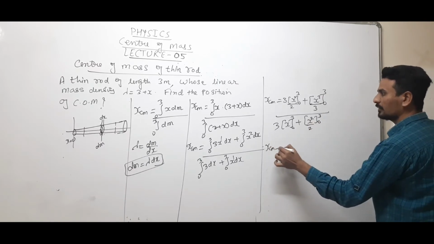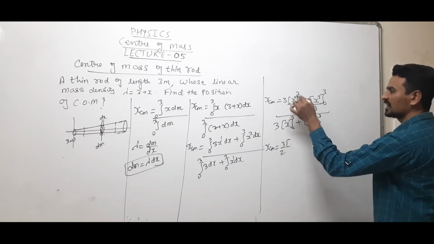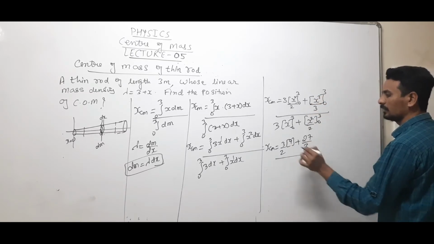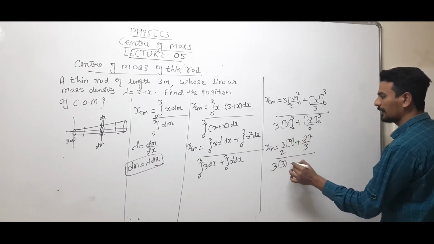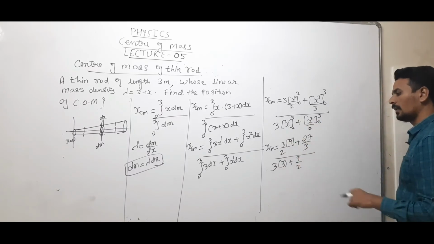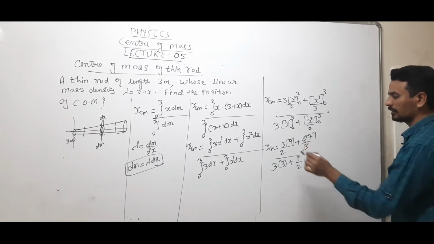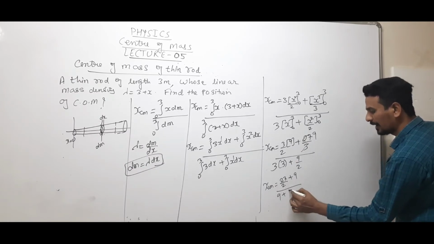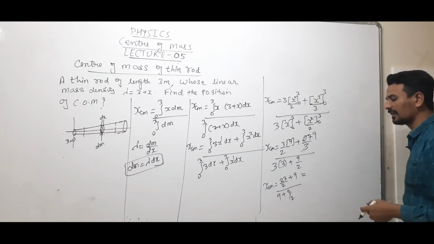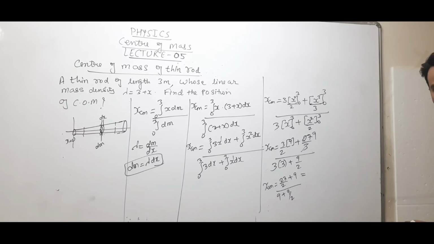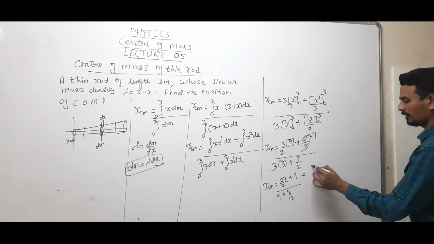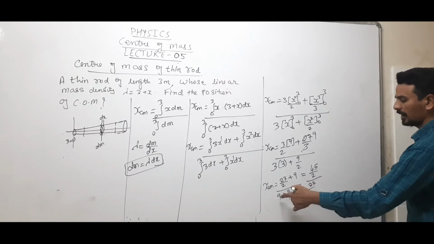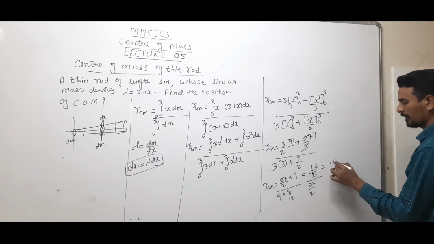So x_cm is equal to 3 by 2 into 3 square minus 0, so that is 27 by 2, plus 3 cube, 27 by 3, which is 9. In the denominator, 3 into 3 minus 0 is 9, plus 9 by 2. So this will be 27 plus 18, that is 45 by 2, upon 18 plus 9, 27 by 2. So 45 by 27.